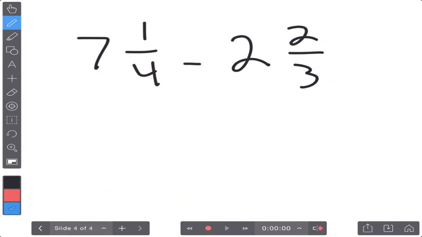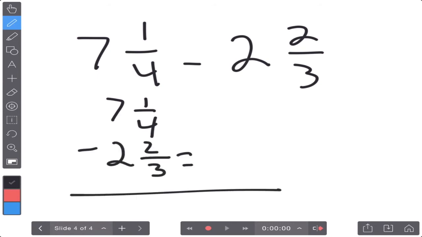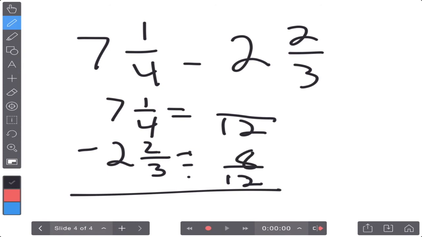All right, last one. So we have 7 1/4 minus 2 2/3. Again, let's write this vertically. Minus 2 2/3. Okay. So I look at these and I find the least common denominator is 12. And again, if you need to, write out your multiples. 3 times 4 is 12, so 2 times 4 is 8. 4 times 3 is 12, so 1 times 3 is 3.